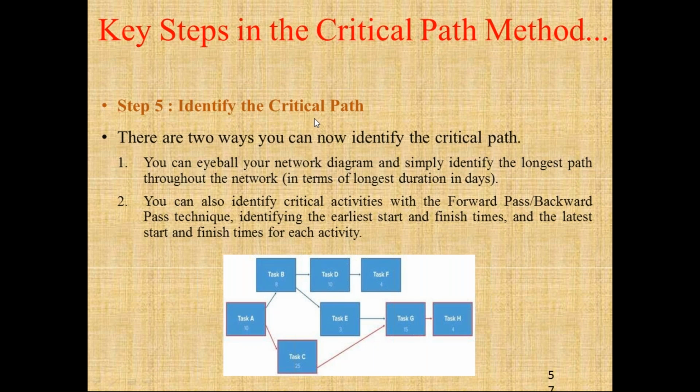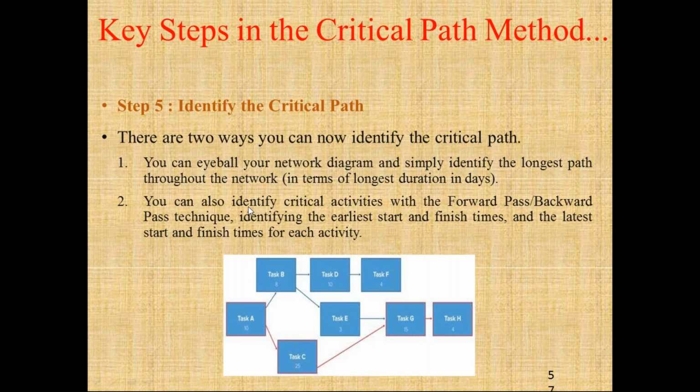Then we need to identify the critical path. So first of all, we'll be doing the interrelationship with activities, then we can define the time estimates, then we need to identify the critical path. So how to identify this critical path? There are two ways to identify the critical path. The first method is that you can eyeball your network and simply identify the longest path throughout the network.